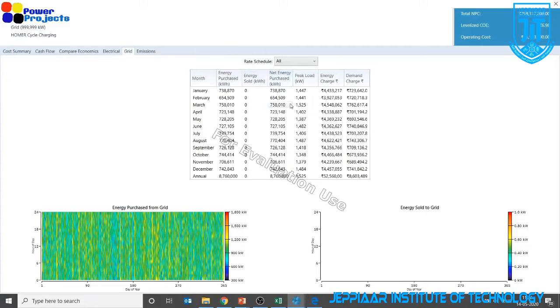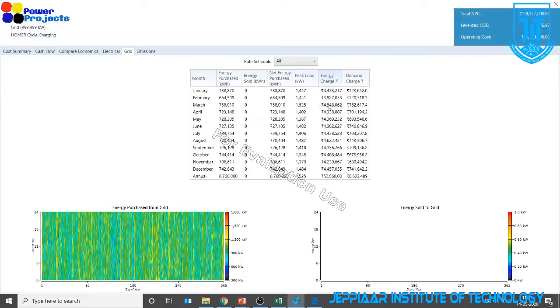I have never sold energy to the grid. What's the net energy purchased? If there is any sold, then it is energy purchased minus sold, but sold is zero. So in this case, net energy purchased is the same as energy purchased. What's the peak demand? The peak demand varies, depending upon the factor we have given. You need to relate this peak demand with the time variations and the step variation which we have given in the load.